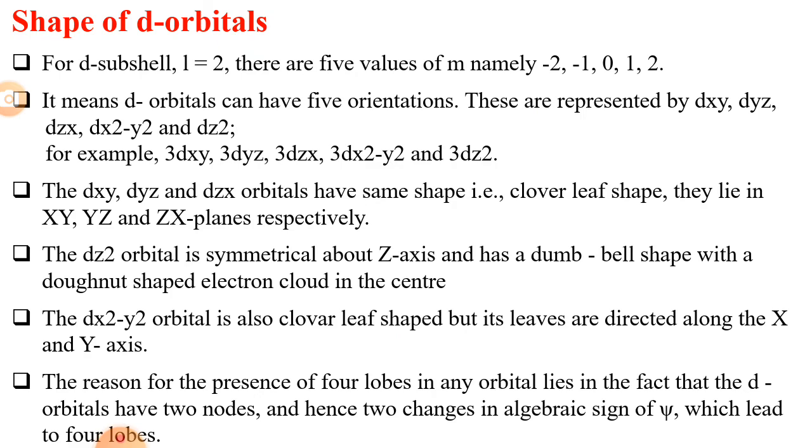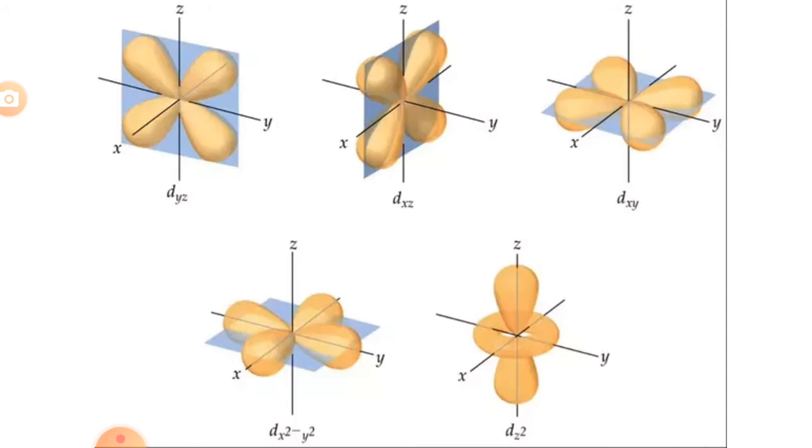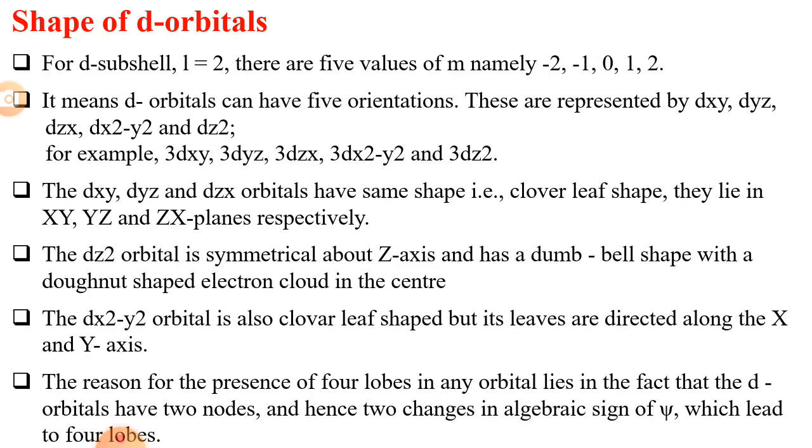The dx square minus y square orbital is also clover leaf shaped, but its leaves are directed along the x and y axis. In the second last orbital, that is dx square minus y square, the lobes are placed exactly along the x axis and y axis. In the case of dxy, dyz and dxz, the lobes are in between the axes, and in dx square minus y square, the lobes are along the axes.